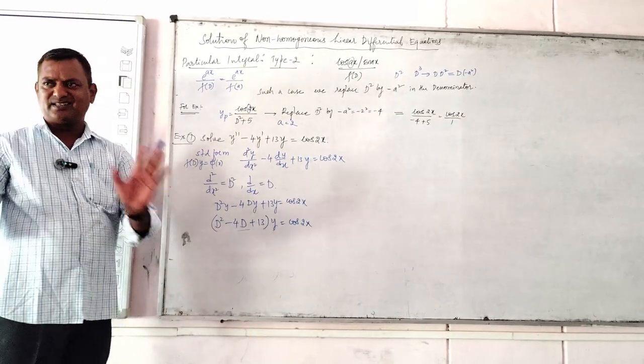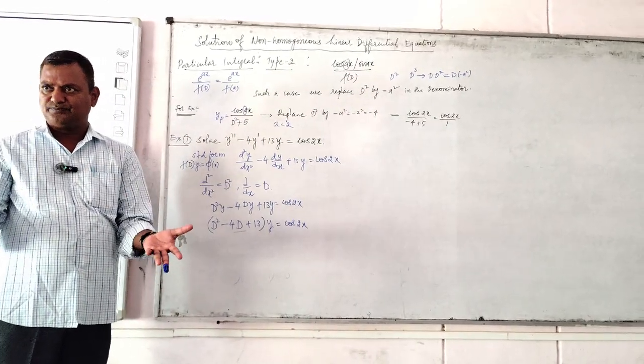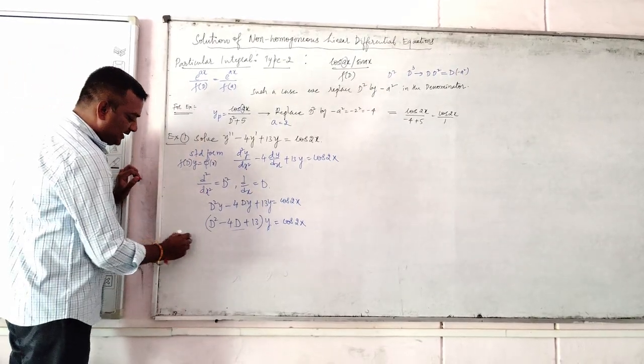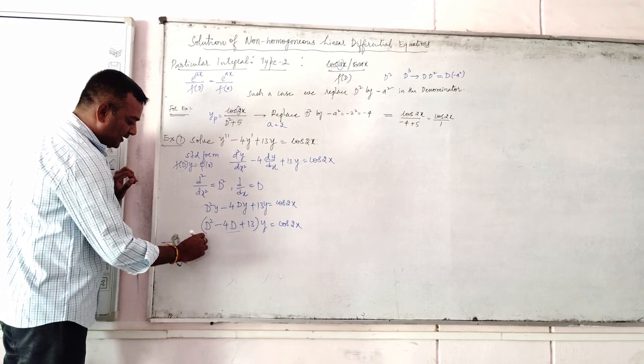So once you get the standard form, what is our aim? Our aim is to find the auxiliary equation. What is the auxiliary equation, student?